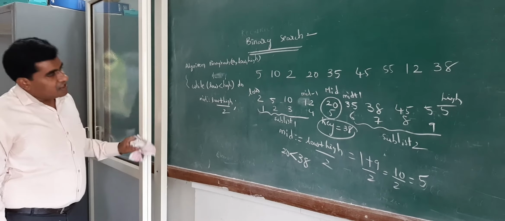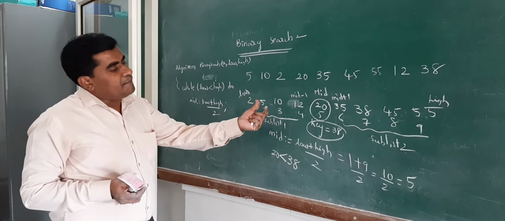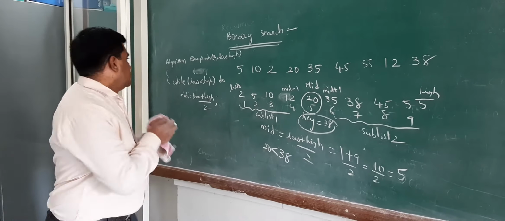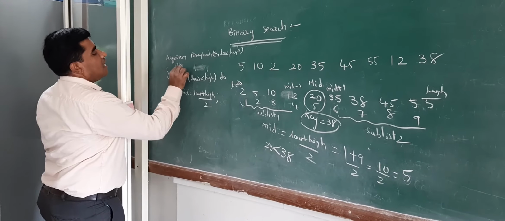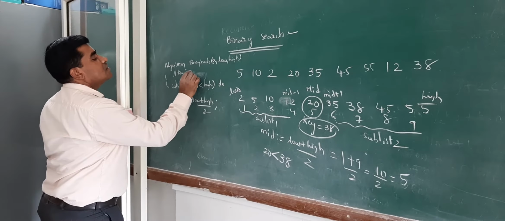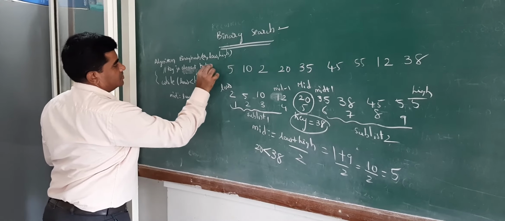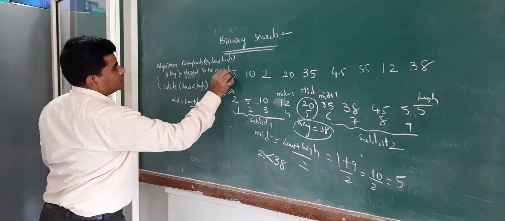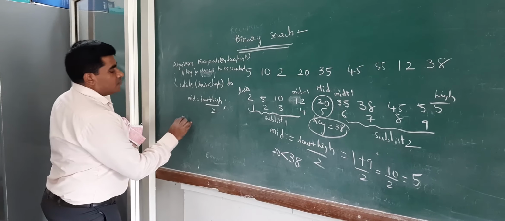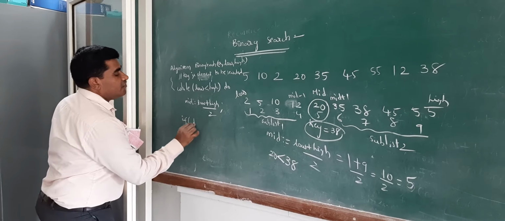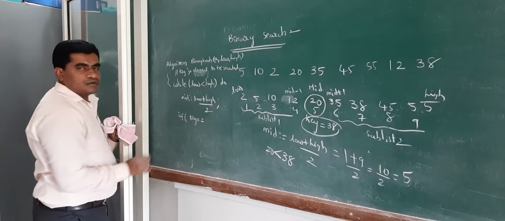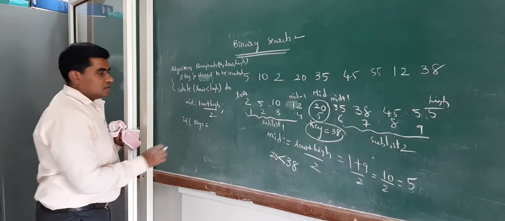Next, first what we have to do? We have to compare this key element with the mid value. You can write a comment also: key is the element to be searched. Now what we have to do? First, if key value is equivalent to A of mid, first we are comparing with the mid value, then return mid, which means element is found.